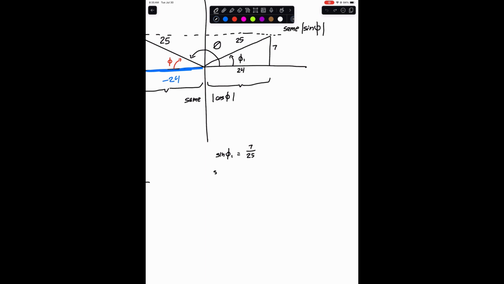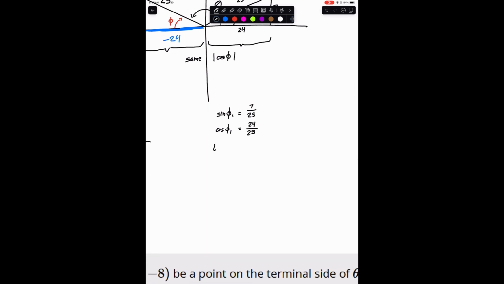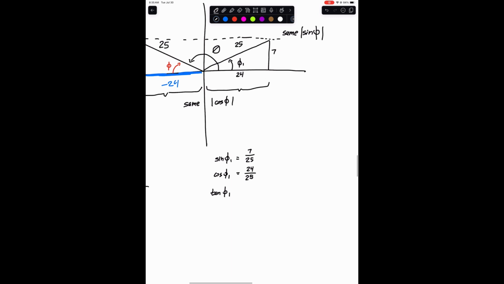Cosine of phi1 is adjacent over hypotenuse, so it's 24 over 25. Tangent of phi1 is opposite over adjacent, so it's 7 over 24.